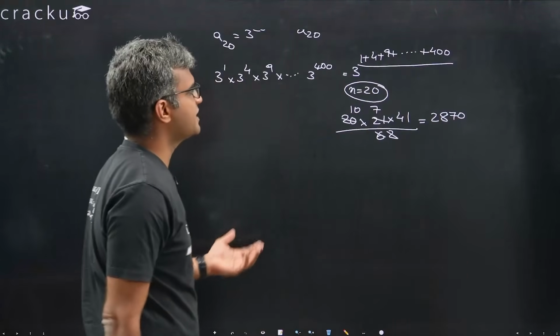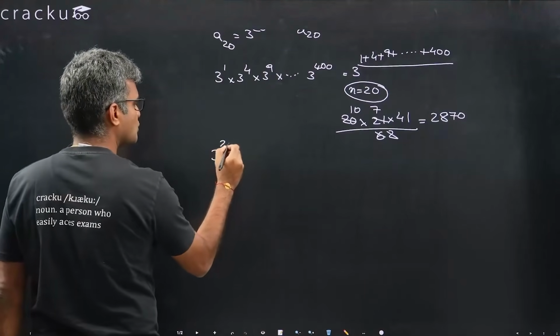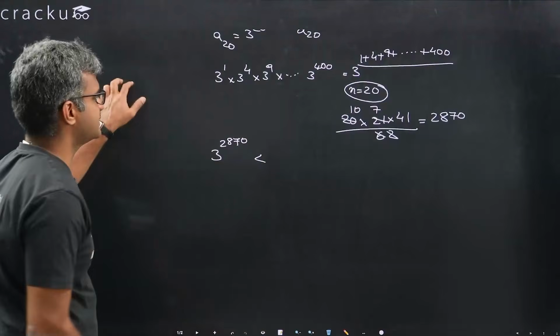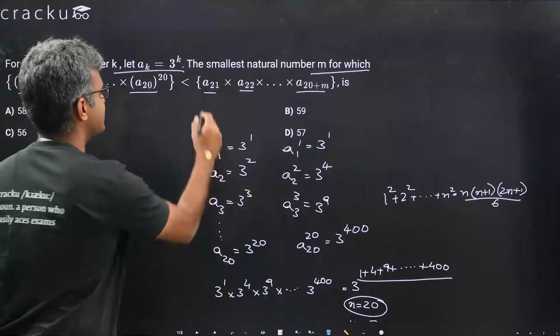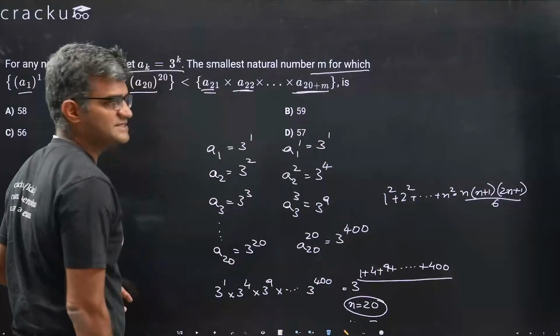Or what we are asked to calculate is that the left hand side is 3 to the power 2870. This has to be less than the right hand side. And what is the right hand side? It is a21 into a22 into dot dot dot into a20 plus m.